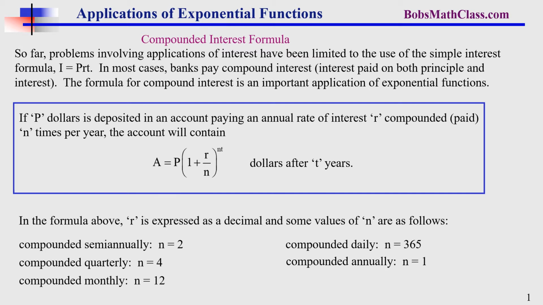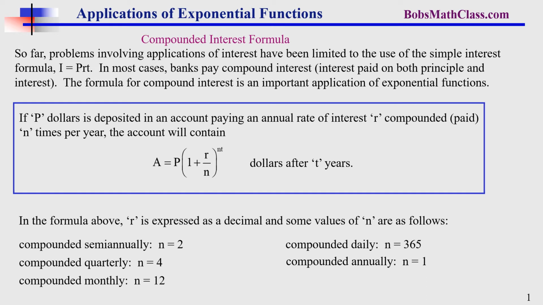Okay, I have some numbers here at the bottom. These are the typical values of N that are going to be used. Semi-annually means twice a year, so N would be 2. Quarterly, N would be 4 times a year. Monthly, N would be 12 times a year. Daily, 365. And annually, N equals 1.